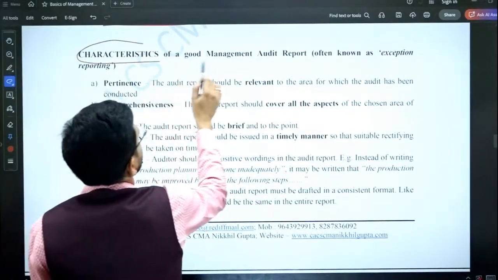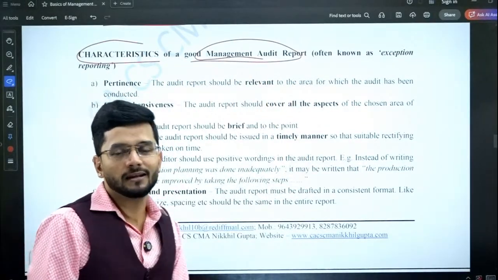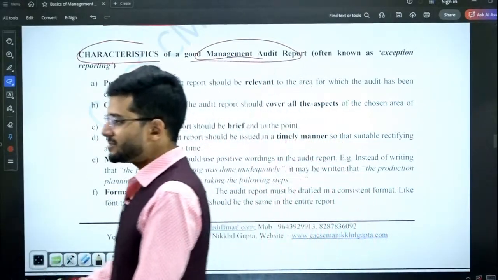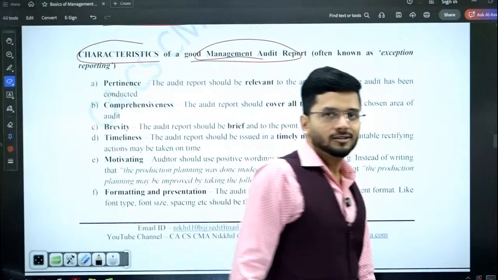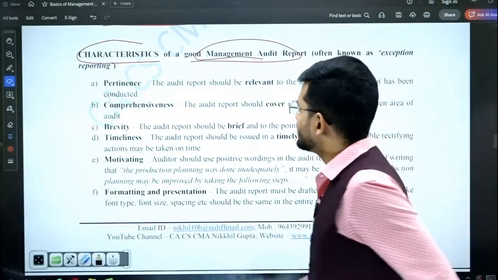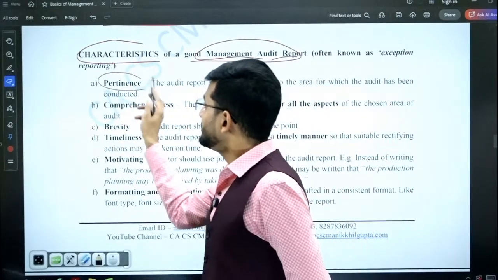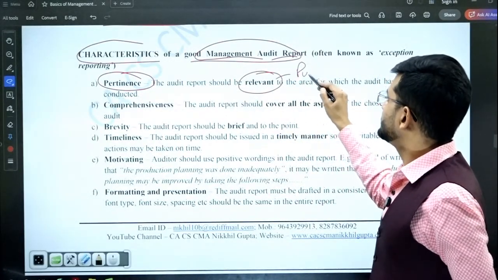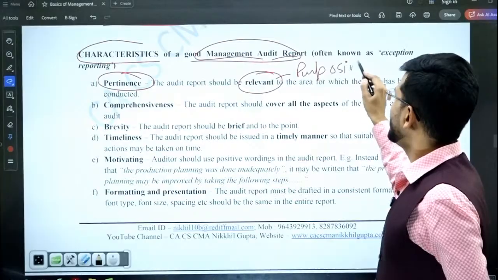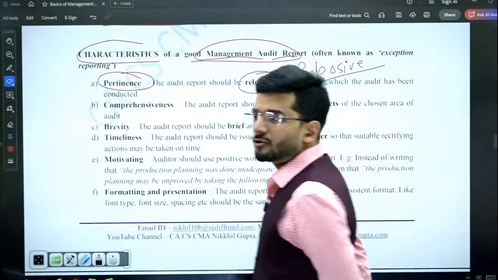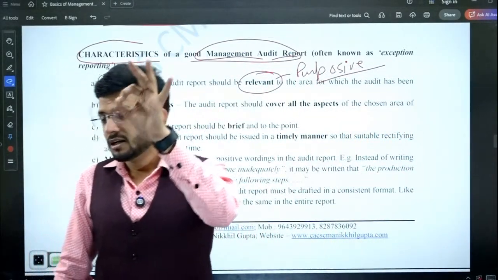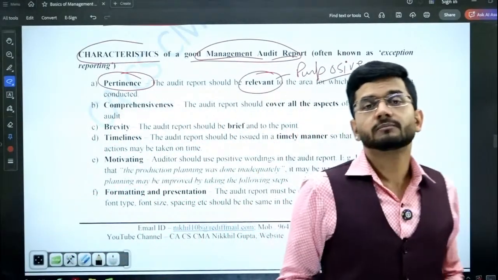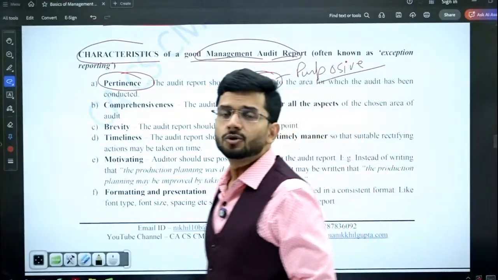So now let's see what are the characteristics of a good management audit report. How to prepare a management report which is bang on, which is actually useful for the management, and management can use it for its own benefit. So what are the characteristics of a good management report? Number one, pertinence. Pertinence means it should be relevant, it should be purposive. You cannot just write anything and everything in a report. You have to write things which are relevant, things which are related to a particular purpose, things which are actually accurate. What are the objectives which are related to objectives?